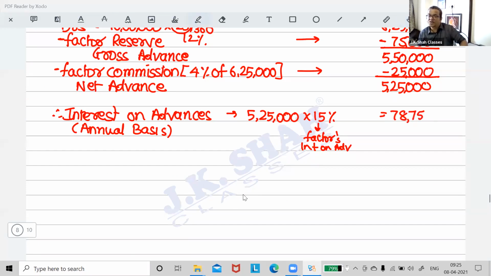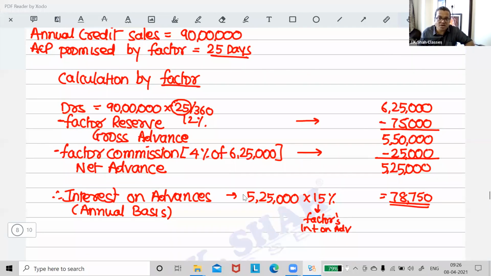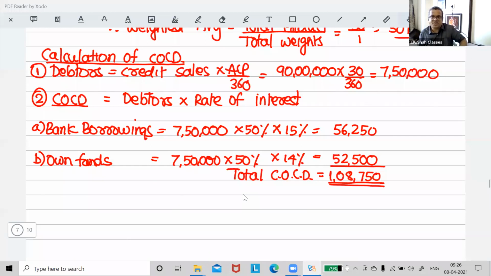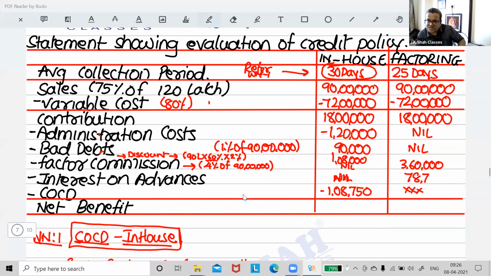78,750. People who have been rushing to calculate interest on advances, this is an alarm signal, beep, beep, beep, beep. You're going to burst. Please don't rush to calculate. Don't end up making wrong calculations. So interest on advance I got as 78,750. I'll write over here, understand that I have to write here for the full year. So what is the point calculating for 25 days? So here it is 78,750.